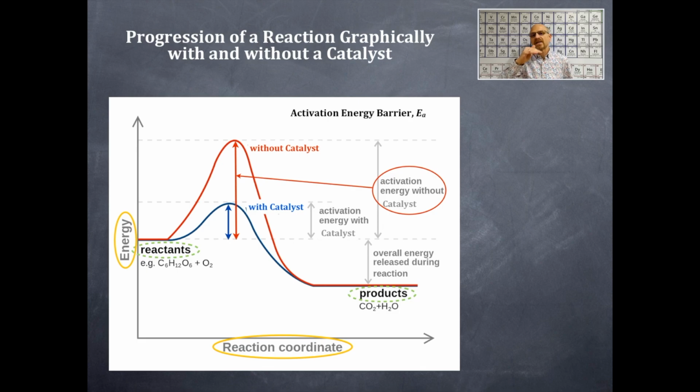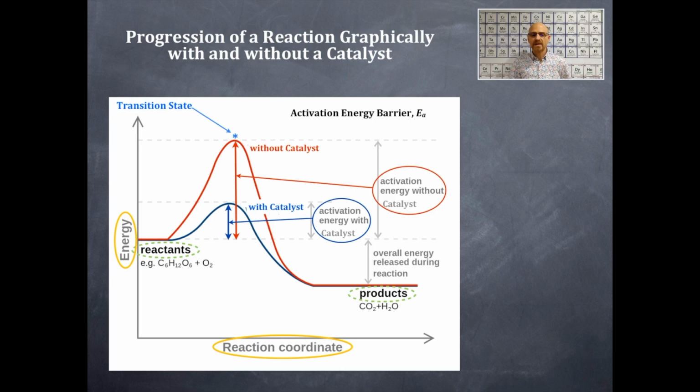The blue graph has a lower activation energy barrier. Notice that the reactants start off in the same position with or without a catalyst, and the products end up in the same position with or without a catalyst. But without a catalyst, you have a very high activation energy barrier. That means it requires a lot of energy to overcome that barrier. With a catalyst, what it does is lower the activation energy barrier, but it doesn't change the position of the reactants or the products. It's very important to note this.